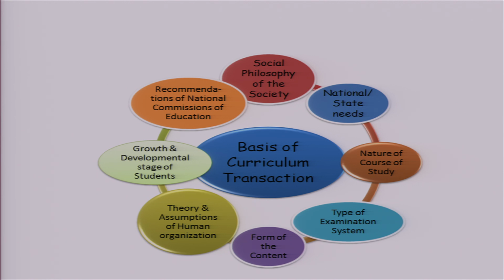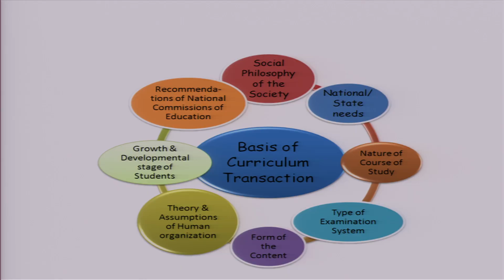So here we have the social philosophy of the society. We know that the curriculum usually reflects the nature of society. Every society has its own needs and demands, and it reflects the philosophy of the society. Coming to the next part, we can see other factors such as the nature of the course of study. Each course has different needs and nature, and according to the nature and the demand of the course, the market demand, we develop the curriculum. Then what type of examination should be conducted is based on that type of course.